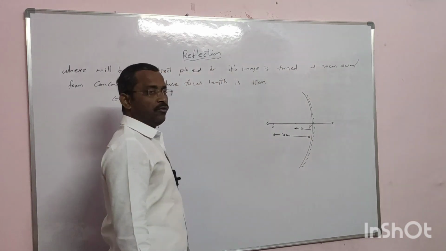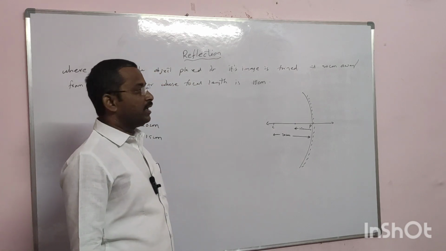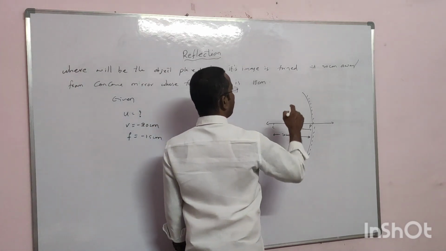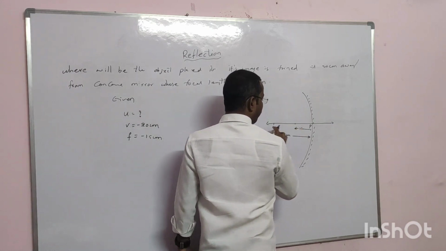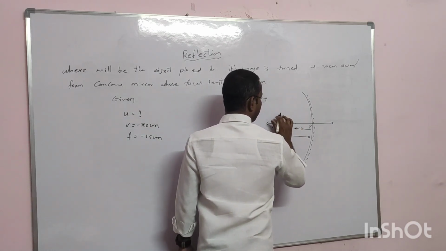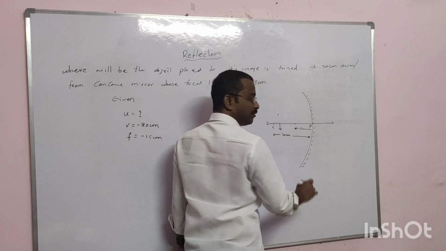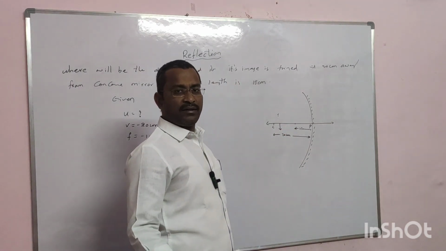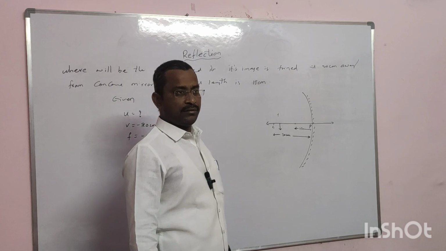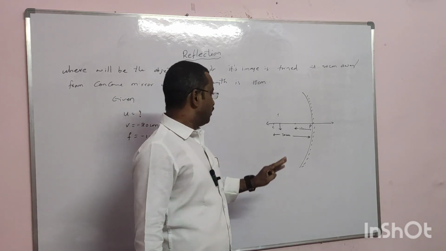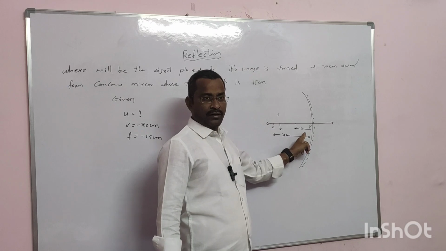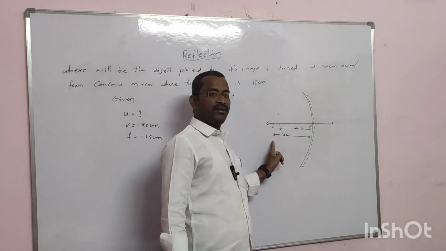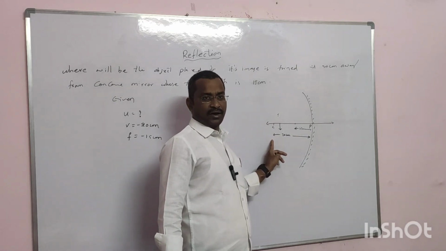Now, where is the image formed? Image formed 20 centimeter away, in between 15 to 30, somewhere here. But that is the image. Now he is asking where the object should be placed. Is that clear, everyone? This is the way of drawing the ray diagram. First, write the focal length. And double of the focal length always gives the center of curvature, so it is the radius of curvature.